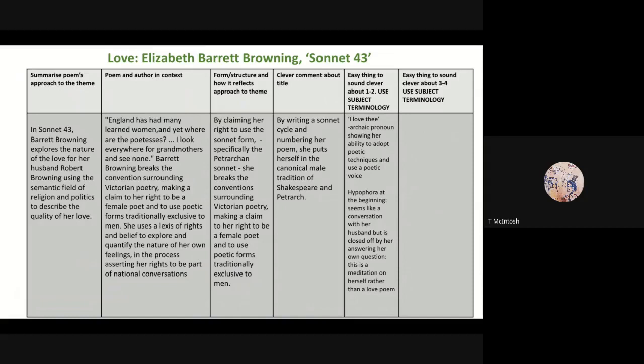That's my insulin alarm. One second. The drama of having a diabetic teacher.